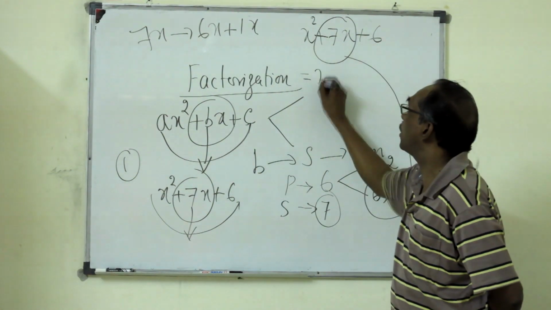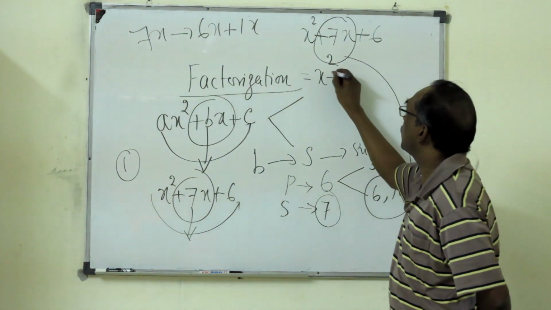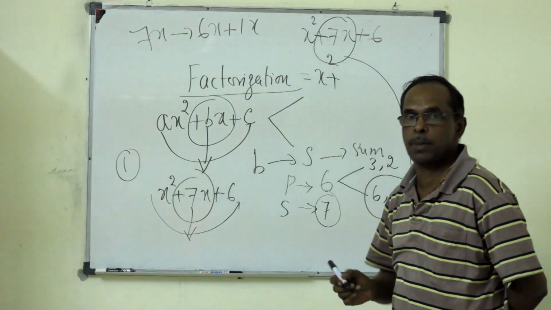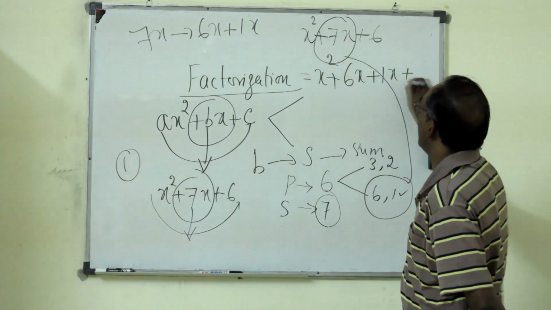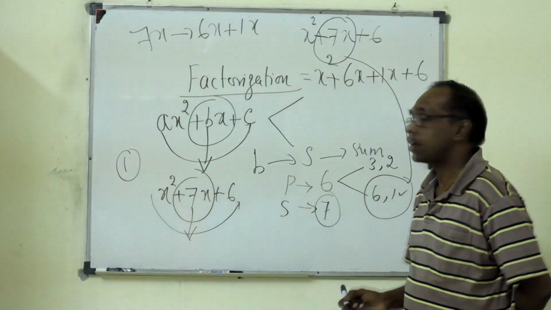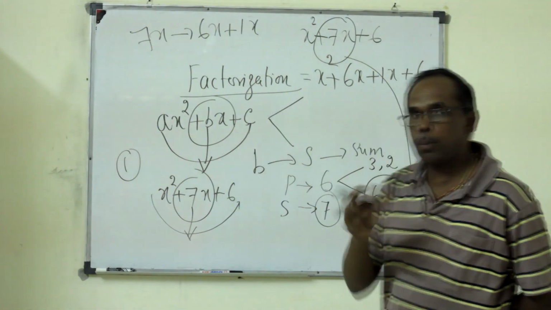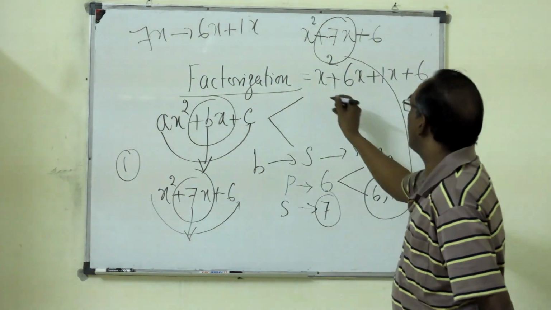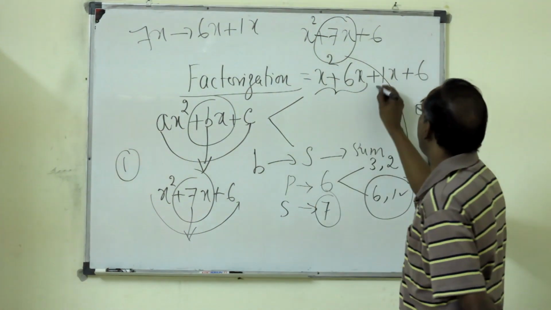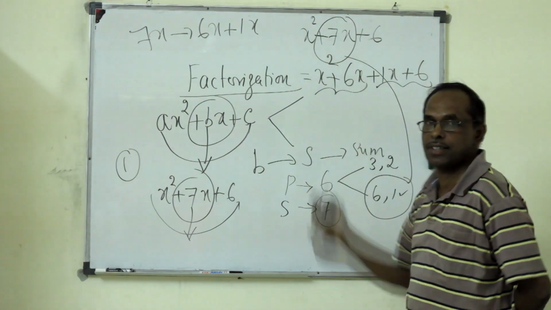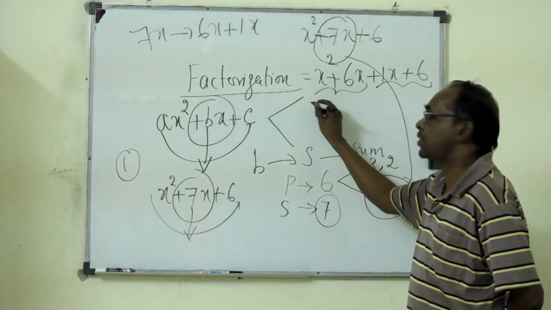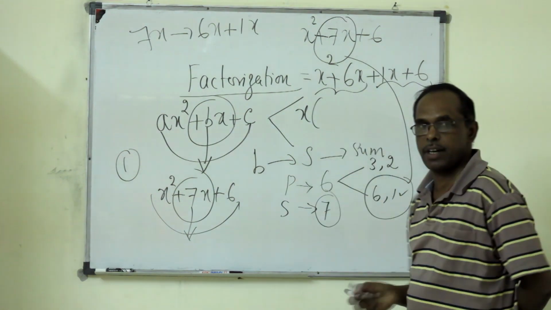So now you proceed here. That is equal to x square. This 7x I am splitting into 6x plus 1x. So x square plus 6x plus 1x plus 6. Now we are having four terms. You group in pairs. The first two terms and then the second two terms. You split it now. In between x square plus 6x, what is common? X is common. So take that x outside.